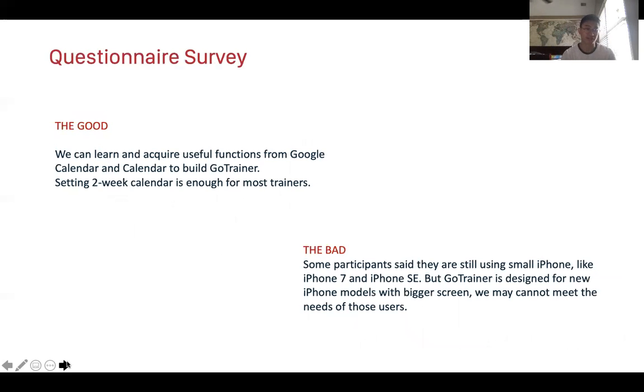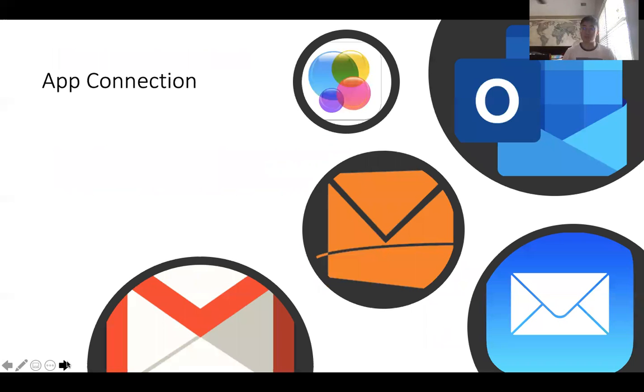The questionnaire survey. We can learn a lot from Google Calendar and iCalendar, like using a different app to log in, and setting a 2-week schedule is enough because we get the data. They said they just schedule their class 1 week in advance. And the bad, I think some participants are still using small iPhones, like iPhone 7 or iPhone 8, but our GoTrainer is designed for new iPhones with bigger screens. Let's say the future improvement.